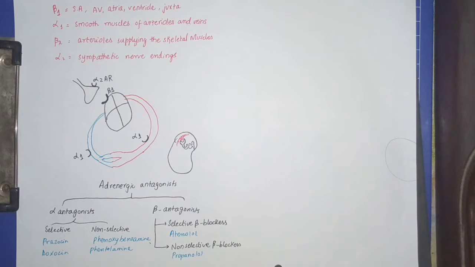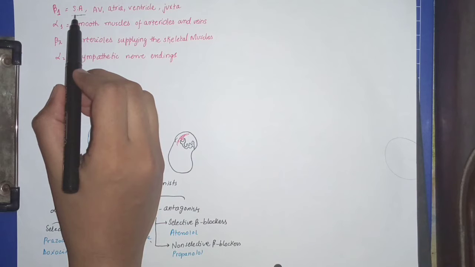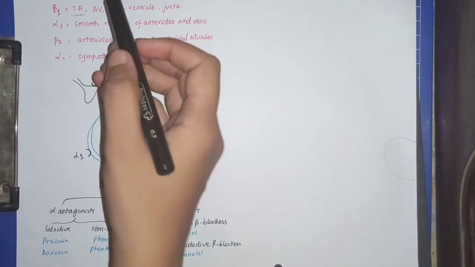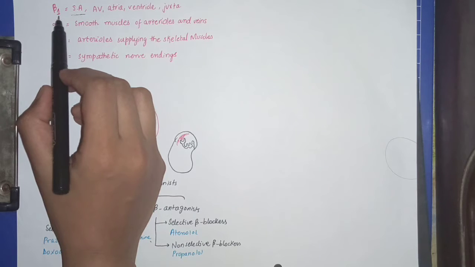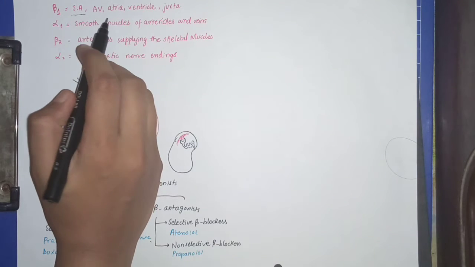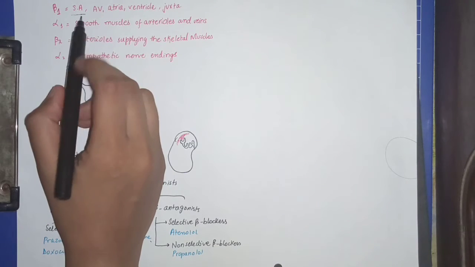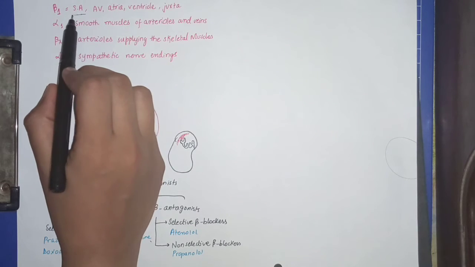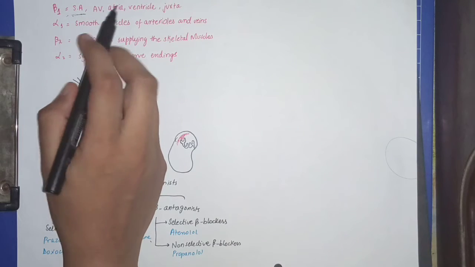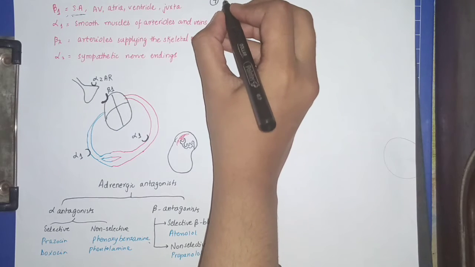So what does that mean? If it acts on the SA node, the SA node is a pacemaker which produces impulses per minute and maintains your heartbeat. So if there is increased adrenergic stimulation on the SA node, the number of impulses generated per minute is increased, and your heart rate is increased. This effect of increasing heart rate via sympathetic adrenergic stimulation is known as positive chronotropy.